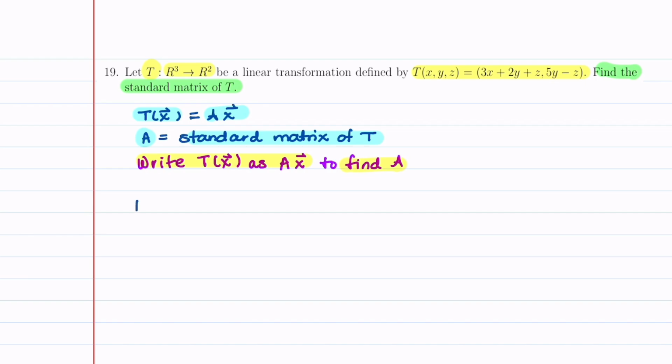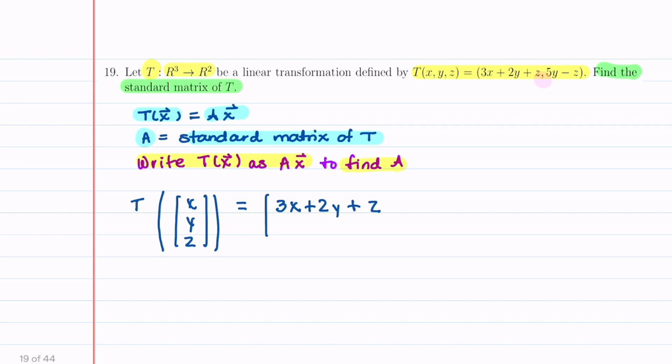Let's begin by writing our transformation as a vector. So we have T of x, y, z is equal to this vector. And notice up here that we're going to have 1 comma. So that means that we're going to have 2 components in our vector. So we'll write our vector like this. And our first component is going to be 3x plus 2y plus z. The commas just separate each component. And then the second one is going to be 5y minus z.